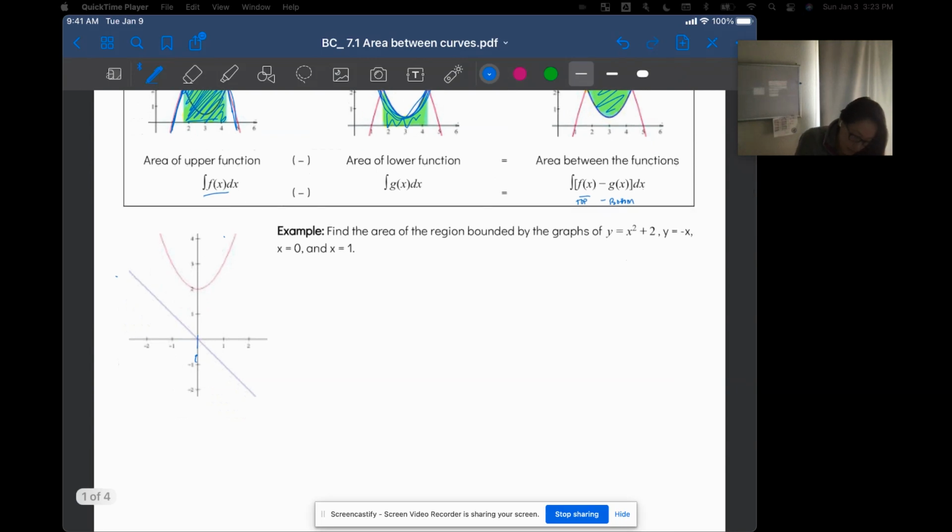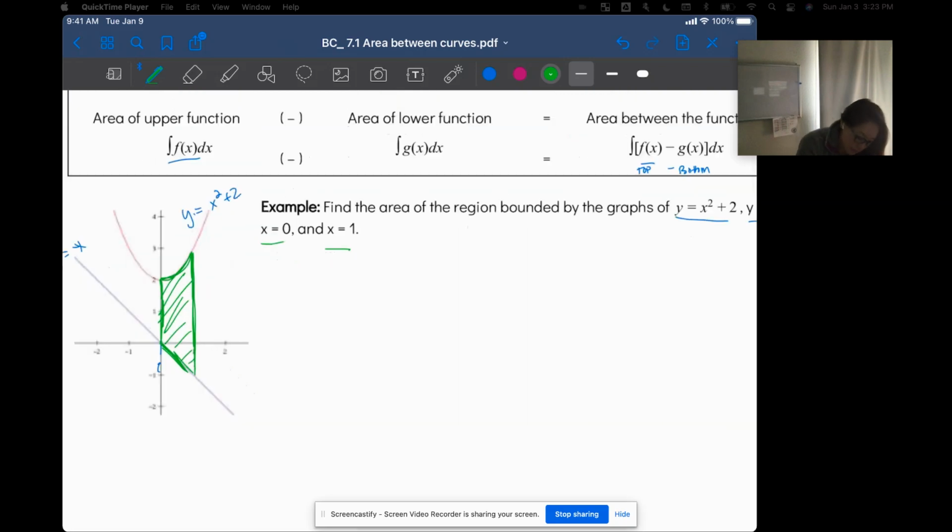I have the curves y is equal to x squared plus 2, sorry, and y is equal to negative x graphed. And we are only going to find the area that is bounded between those two curves, and x is equal to 0 and x is equal to 1. So I am just going to draw that in. And then I have my top parabola curve and my line down here. We're going to find the area between these two curves.